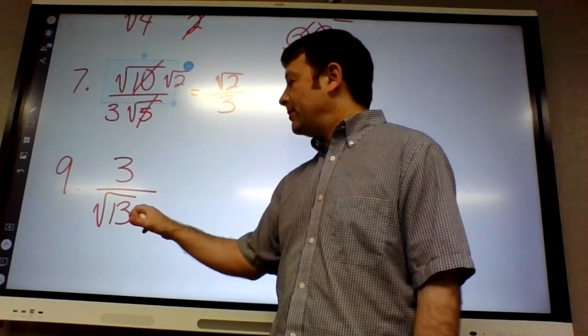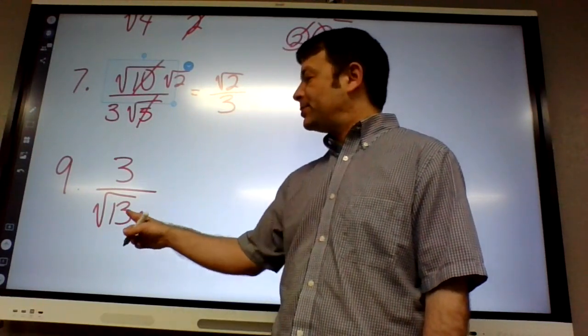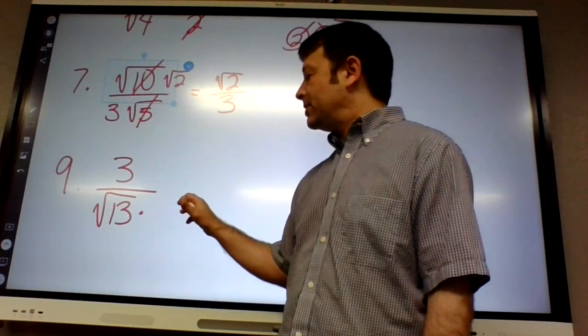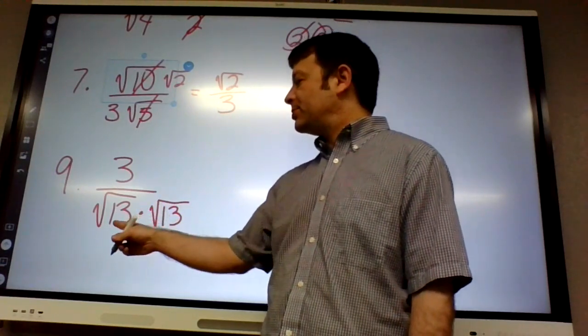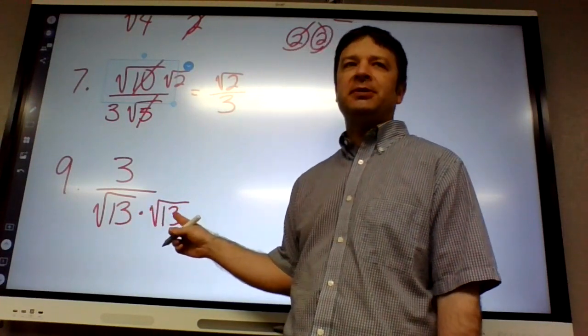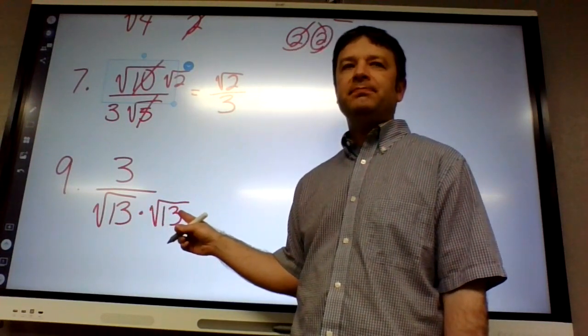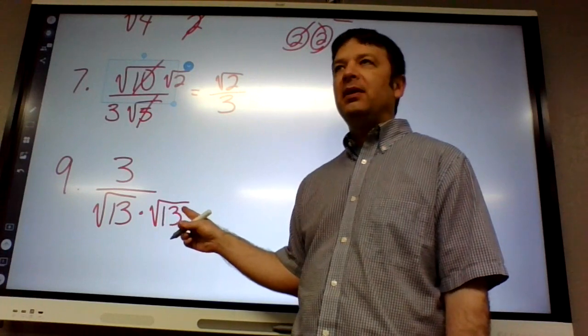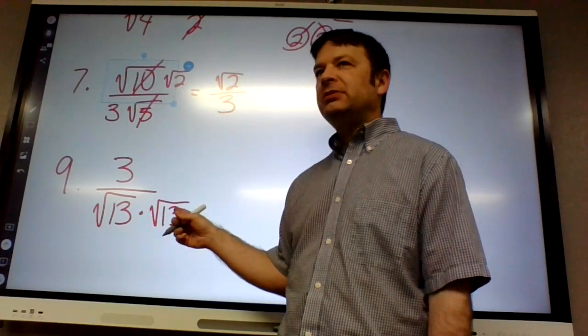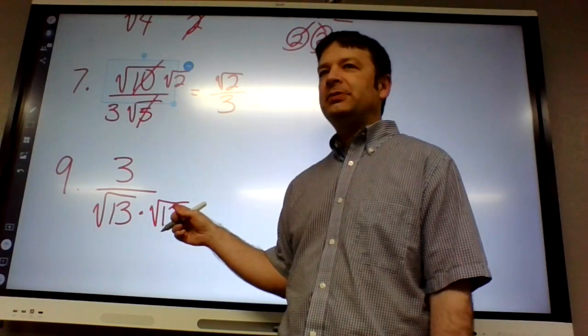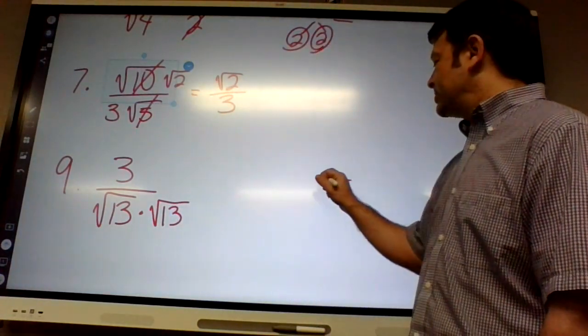So the way we get rid of square root of 13 out of the denominator is multiply it by itself. What happens when we do square root of 13 times square root of 13? You squared it. I squared it, but what does that do? Let me do a smaller example.